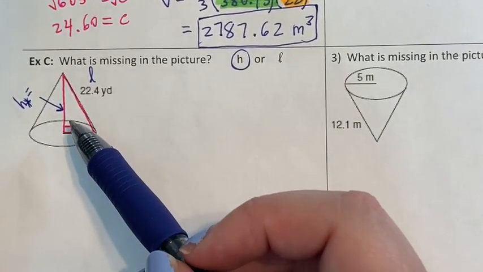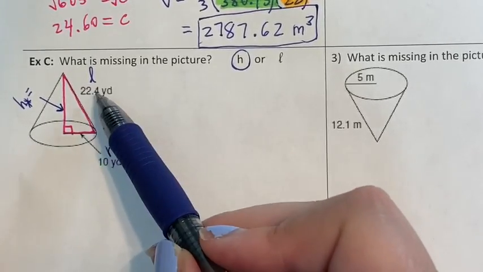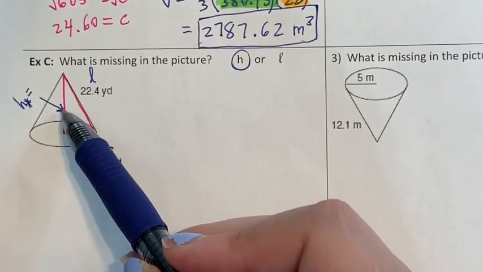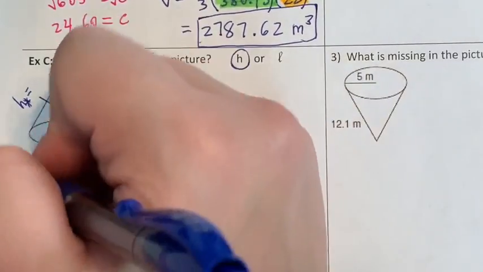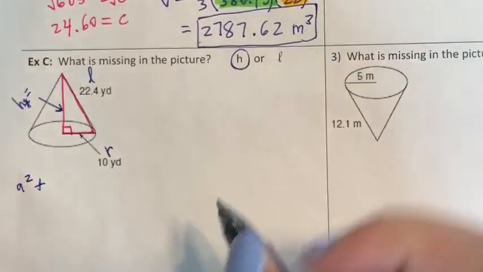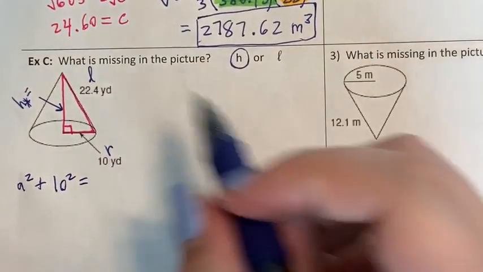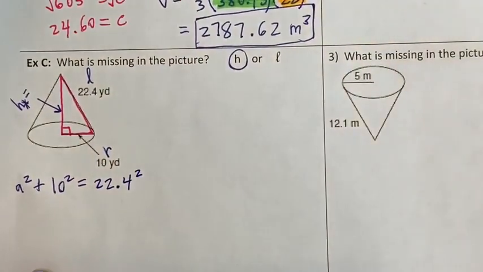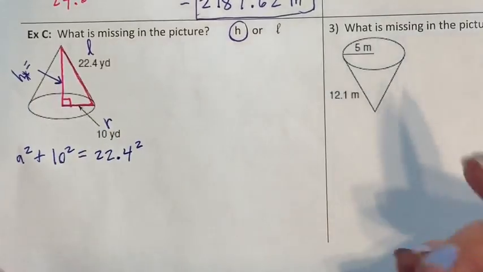So now my Pythagorean theorem looks just a little bit different. My legs are still A and B, and my hypotenuse is still C, but I'm missing one of my legs, right? So this H star, my true height here, we could just call that A. So I'm doing A squared plus my other leg squared, which is 10. So A squared plus 10 squared equals my hypotenuse, which we know is 22.4 squared. So Pythagorean theorem looks just a little bit different because now we're missing a leg.